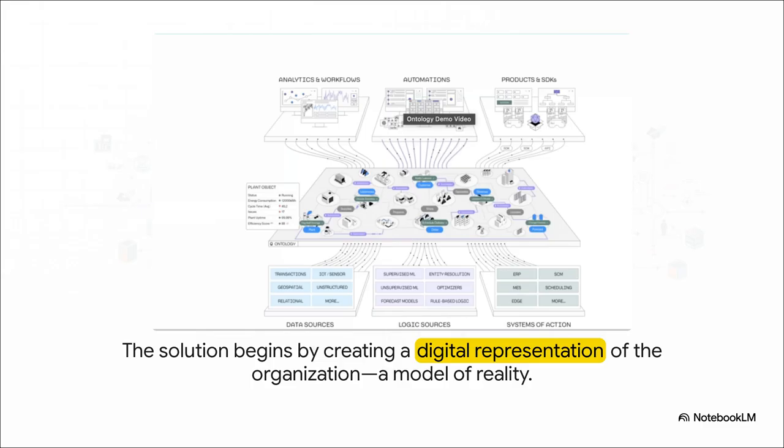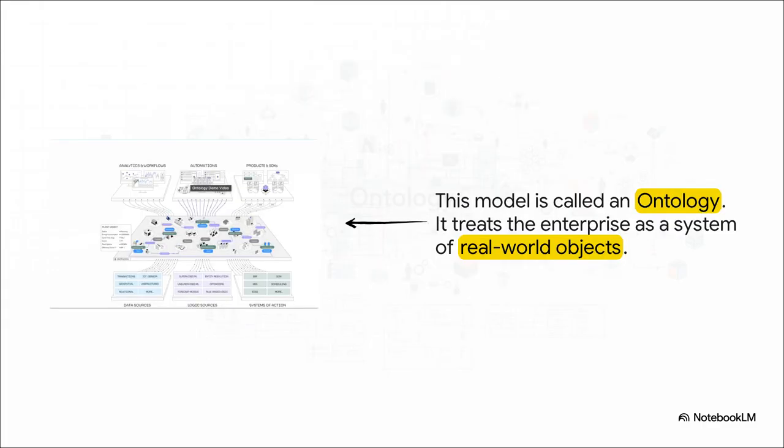It starts by grabbing all those disconnected data sources and begins to weave them together, constructing a digital representation of the whole organization. This model has a name. It's called an ontology. And honestly, this is probably the most critical and most misunderstood concept of the whole thing. An ontology stops you from thinking about data as just rows and columns in a spreadsheet. Instead, it represents the business as a system of actual, real-world objects, things like machines, suppliers, products, maybe insurance policies, or even patients. And crucially, it maps out the relationships between all of them.